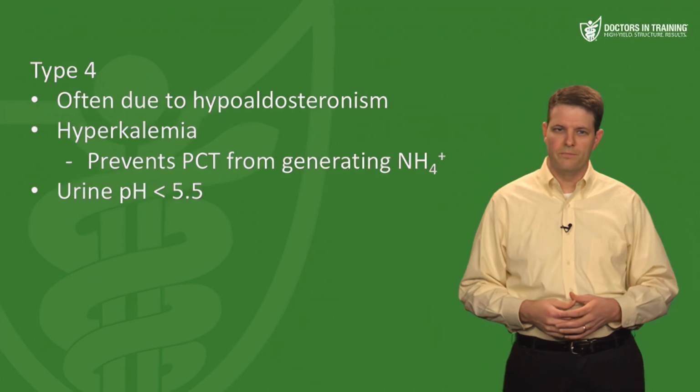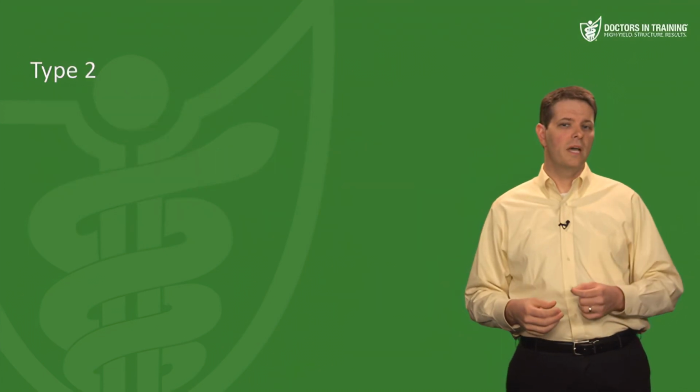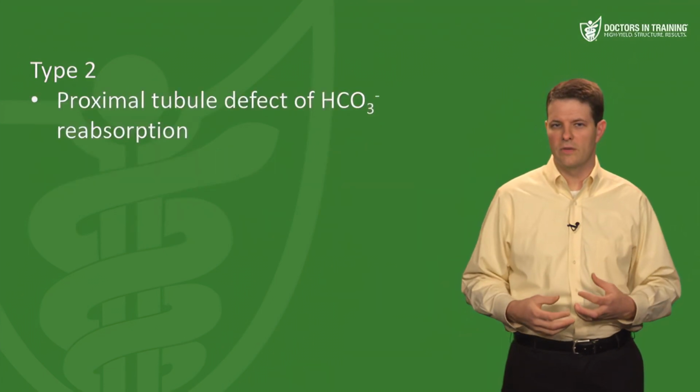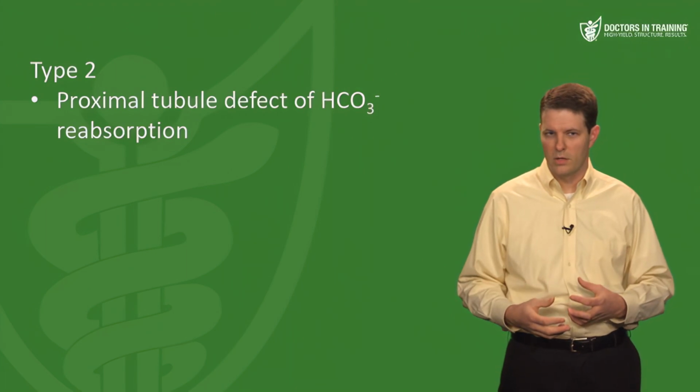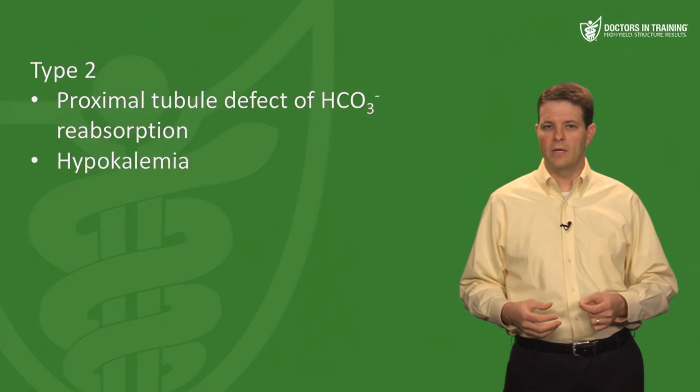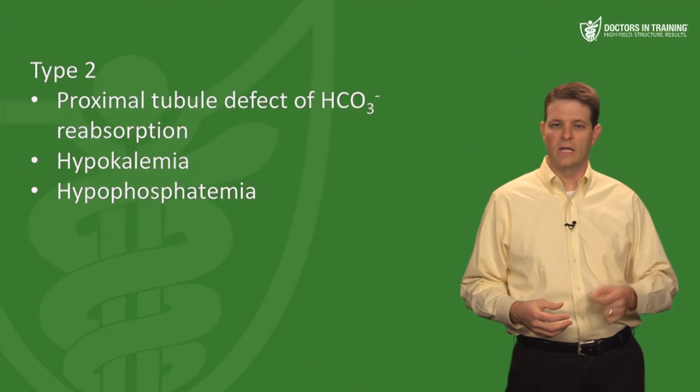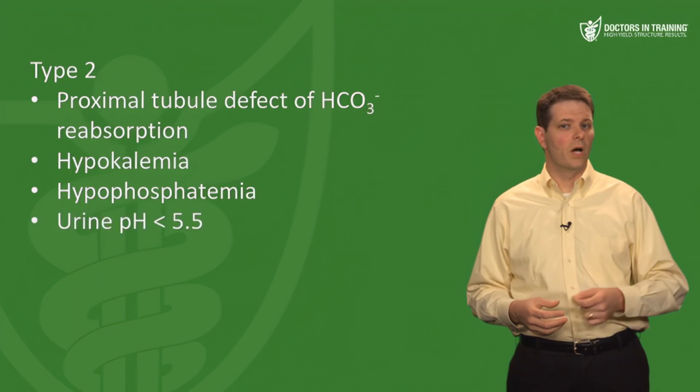That's kind of unusual. And then type 2 RTA is a proximal tubule defect of bicarb reabsorption. And it's associated with hypokalemia and hypophosphatemia. And again, the urine pH is appropriately low.